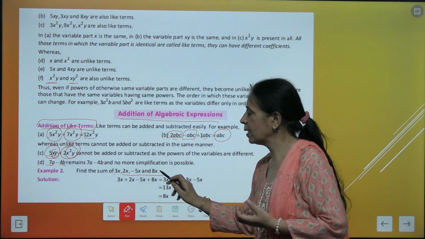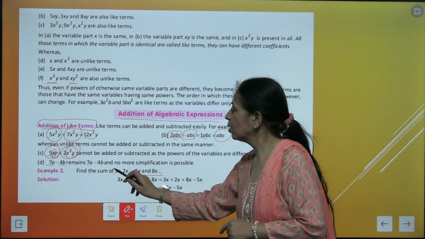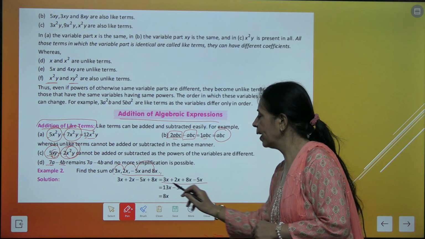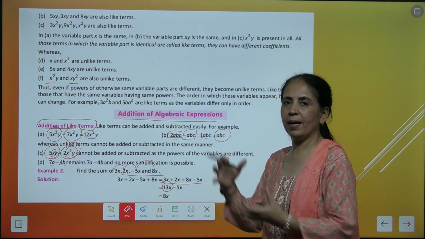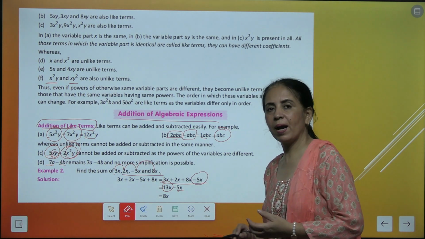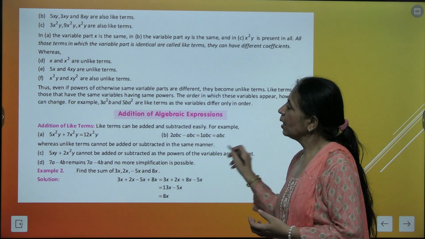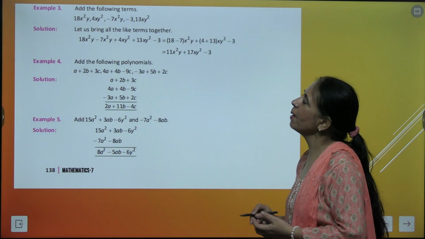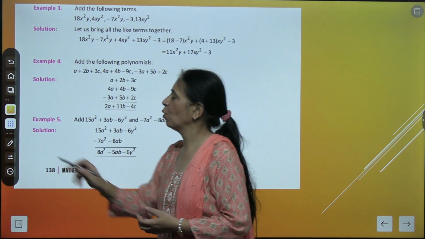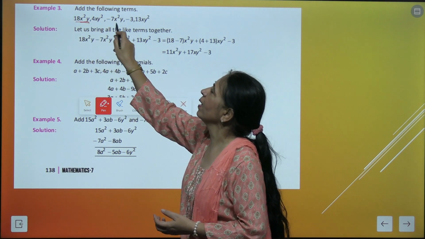Now the question is to add these terms. All the variables are the same, which means all the terms are like terms. So we'll write 3 plus 2 minus 5 plus 8 and we get 13x. First we did the addition part and then subtracted the minus part from it. We get 8x as the answer. Correct? Now we move further. Take this example. Here we have 2 categories of terms. So the first category of term is x square y. Right?